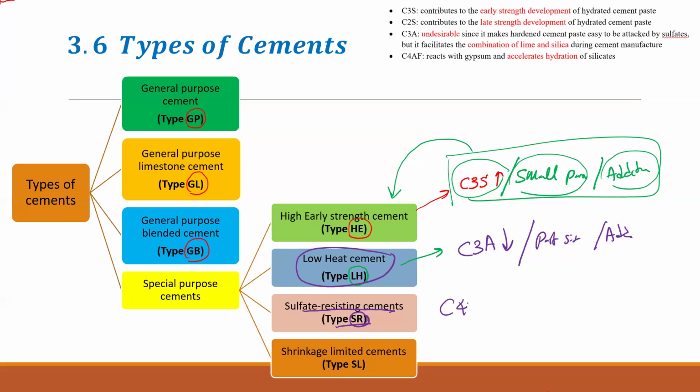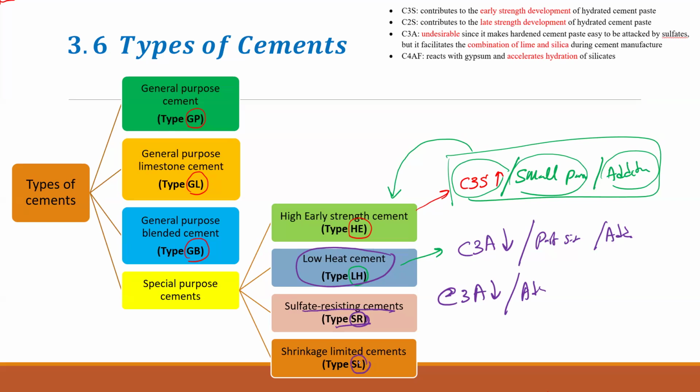Again, we should have less C3A in this one, because it is the one which reacts with sulfate and makes the concrete swollen. And also we can have some additives to control the sulfate reaction. Also, we can have shrinkage limited cements.